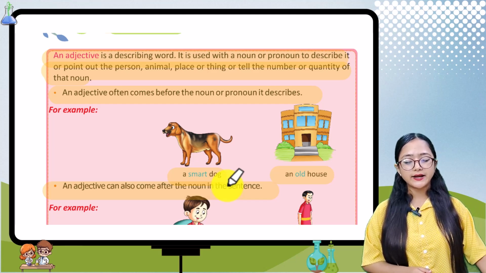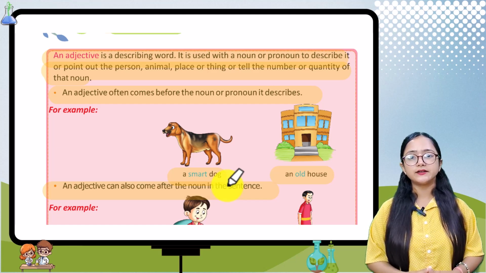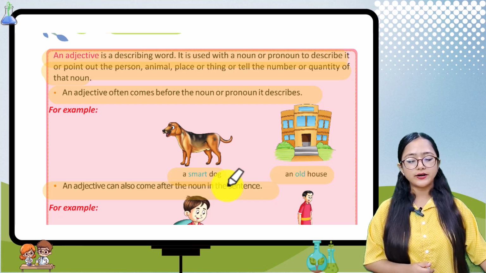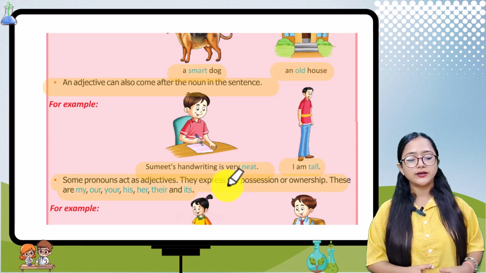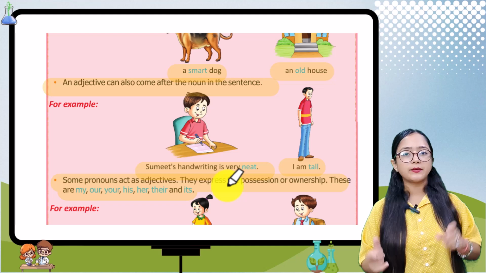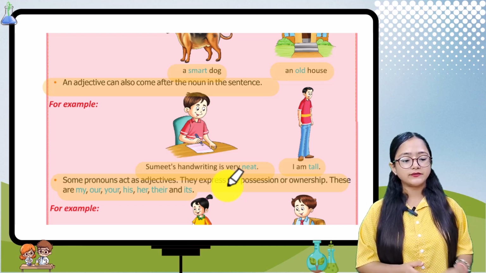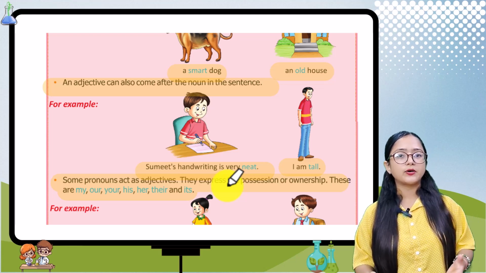Next one is an adjective can also come after the noun in the sentence. Basically, an adjective can also come after the noun of the sentence. Okay, for example, Sumit's handwriting is very neat. Okay, so here neat is describing Sumit's handwriting. Neat is the adjective, the describing word. Next one, I am tall. So tall is describing that person.